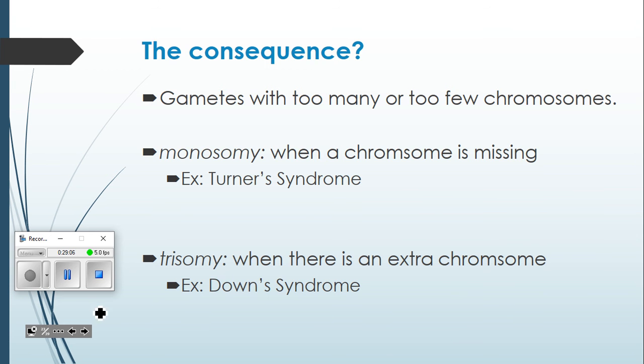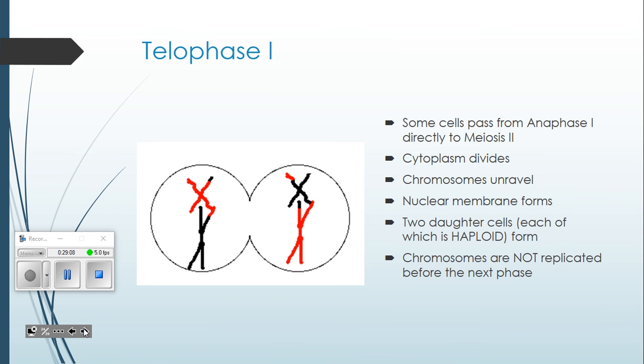So then we get to telophase 1. I was leading up to this, I was building up the excitement, and then we had to take a detour to non-disjunction. But telophase 1 is where we're really going to see the number of chromosomes be different.